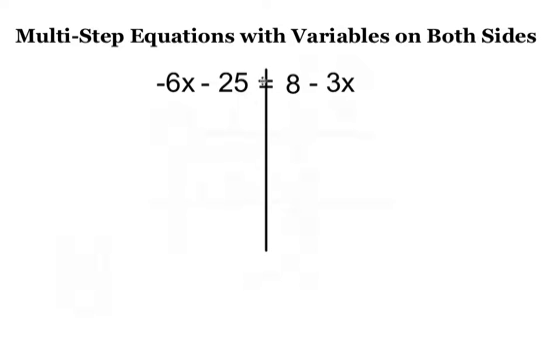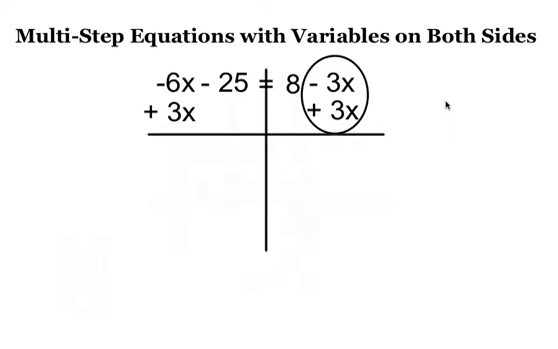The way I'm going to solve this problem is by creating a zero pair and getting all my x's on the left side of the equation and all my numbers on the right side of the equation. In order to do that, I have to make a zero pair with my negative 3x. Negative 3x and positive 3x make 0. But if I add 3x to the right side of the equation, I have to add 3x to the left side of the equation also.